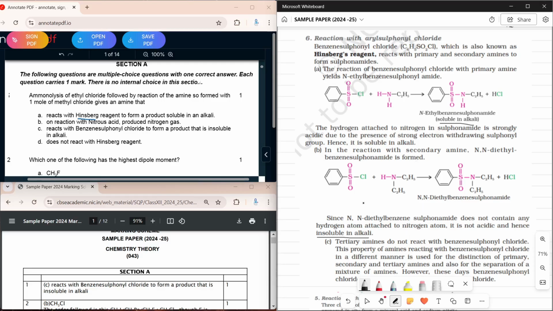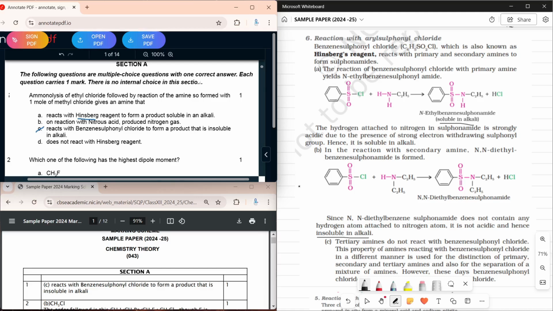Specifically it's the reactions of amines, and the ammonolysis, obviously the synthesis of amines. The first option says it reacts with the Hinsberg reagent to form a salt soluble in alkali. It's true for primary amines, but the product that we have gotten is a secondary amine. The second option, we'll come back to in a second. The third option is the right one, as given in your marking scheme, because it's insoluble in alkali. The last one says it does not react with the Hinsberg reagent. That's a tertiary amine. Tertiary amines do not react with the Hinsberg reagent, but the product we've gotten is a secondary amine, so that's not the answer either. So the answer is option 3.